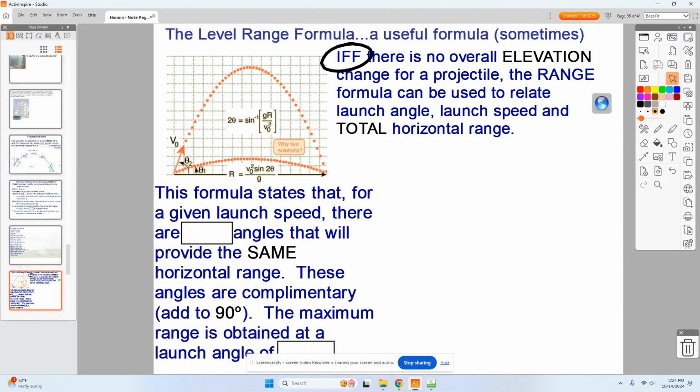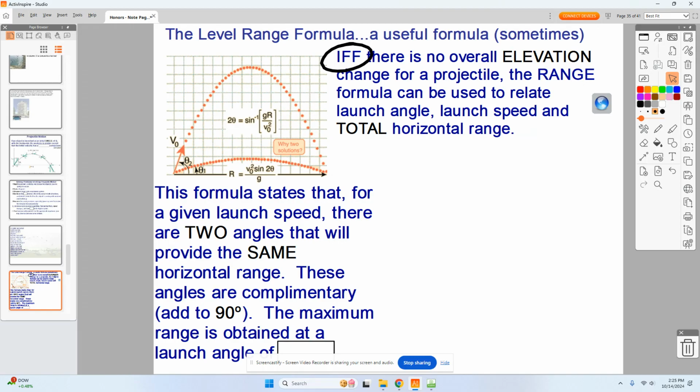The formula states that, given a launch speed, did you guys see that there were two angles that would get you to the same range? The formula I'm going to show you shows that there's two angles that will get you to the same spot. Did anyone come up with the rule that those angles are complementary to each other? 30 and 60 go to the same range. 40 and 50. 25 and what was the other one that would get there? 65 should get you to the same spot.